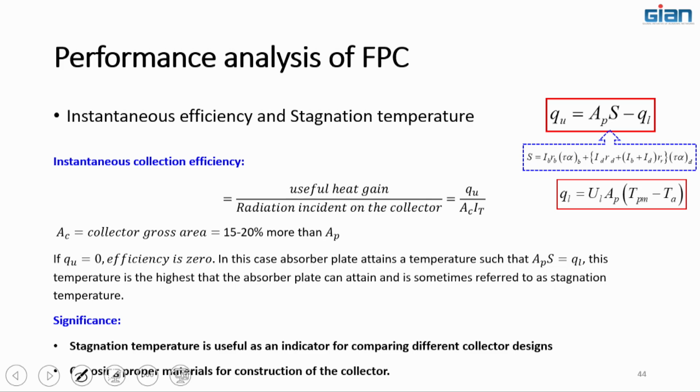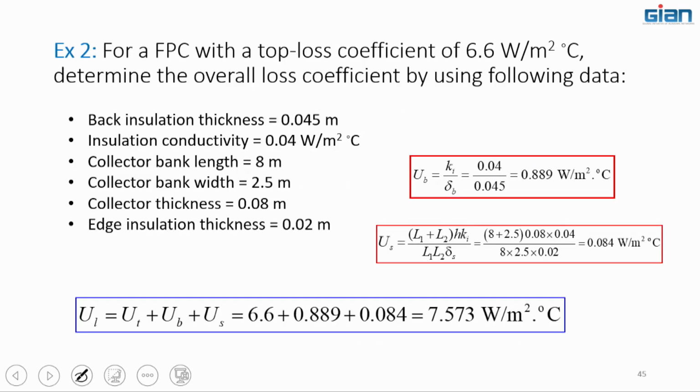Okay. Now we know how to evaluate. Now more complex things will come. So this is just an example. If I provide this top loss coefficient, because investigating the top loss coefficient is more complex, and I am giving this value, immediately you can find out other values. If I know the thickness of the insulation and the size of the collector, then we can find out what US is, and finally you can find out what UL is, and that takes about 7.57, which is less than 20 watt per meter square per degree Celsius. That means it is well designed.